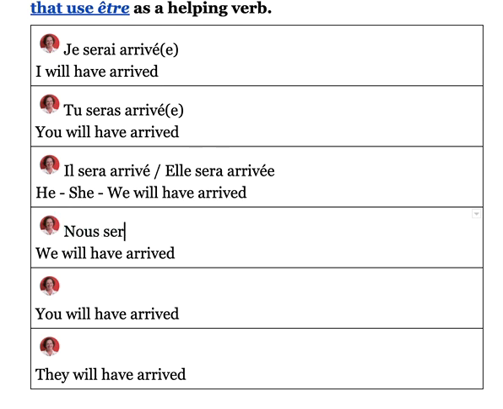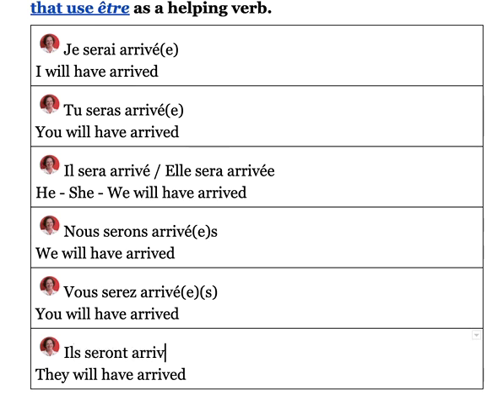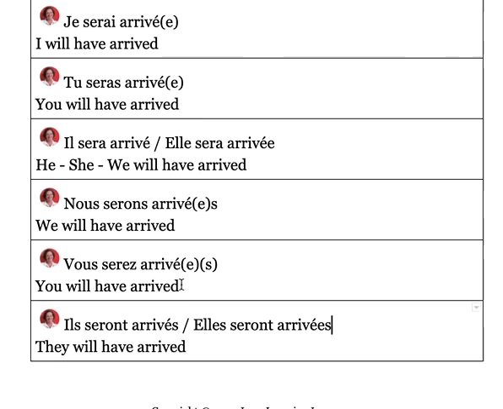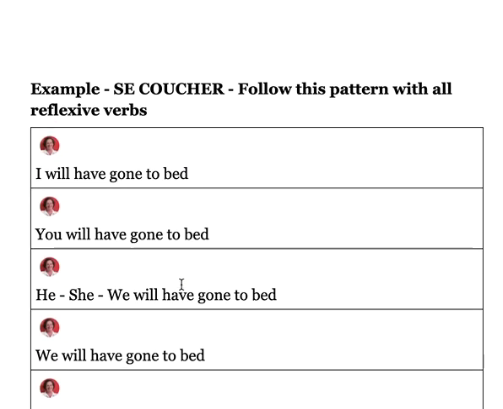Nous serons arrivés. Now, that might be an all-feminine group. We're definitely going to need an S. Nous serons arrivés. Vous serez arrivés. Might be feminine, might be plural. Okay. They will have arrived. Ils seront arrivés. Definitely with an S. Okay. Ou elles seront arrivées. D'accord? So that's our example with arriver, using être as a helping verb in the futur simple.